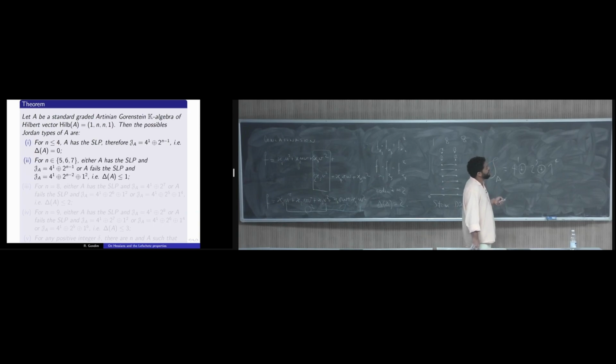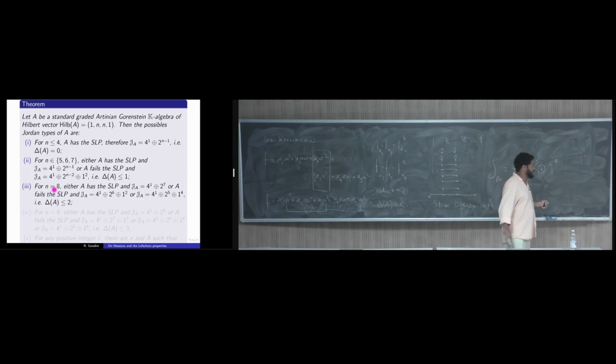6, 5, 6, 7, either A has the SLP, which is to say that it has non-vanishing Hessian, or it has a vanishing Hessian and fails the SLP. And in this case, delta must be 1. And so the Jordan type is 4, 1, 2, n minus 2, and 1, 2.